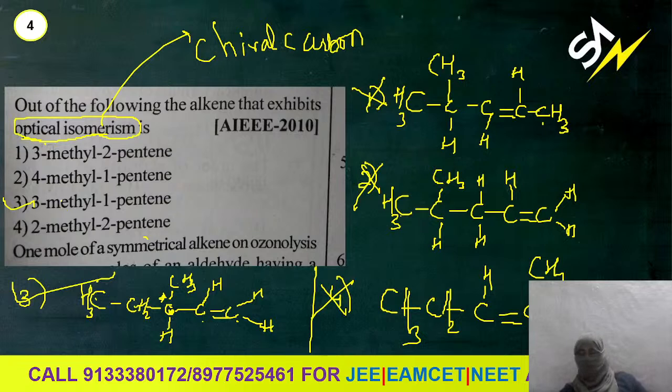Hope it is clear why the third one has shown optical isomerism, because it has shown a chiral carbon. That's all. If they are telling geometrical isomerism, follow the 3 criteria. If they are telling optical isomerism, the criterion is simply that you need to find out the chiral carbon. Chiral carbon is nothing but carbon attached to 4 different groups. Yes, the third answer.